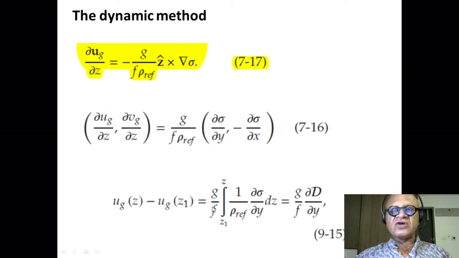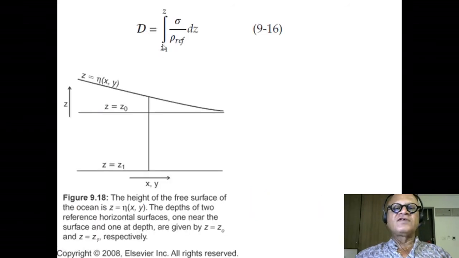So in this case, it turns out that if you integrate, for example, the x component of this from z to z1, so let's say z1 is a reference surface which can be made deep enough so that the current there is zero. Okay, then you can integrate this: d sigma dy, g over f, rho ref is a constant anyway, from z1 to z, 1 over rho ref d sigma dy dz, where the quantity dynamic height here is defined as basically the integral from z1 to z of sigma over rho ref dz. So it's a normalized density height.